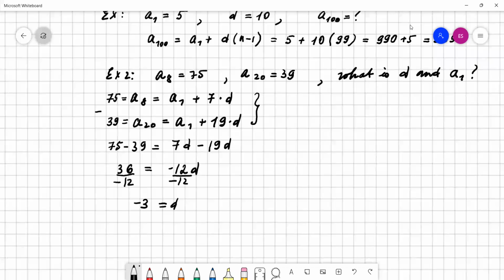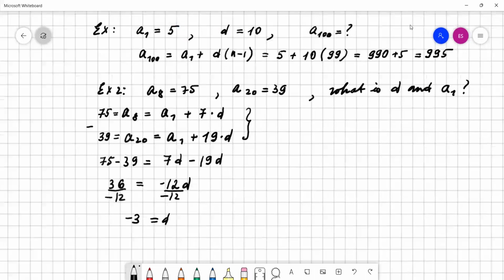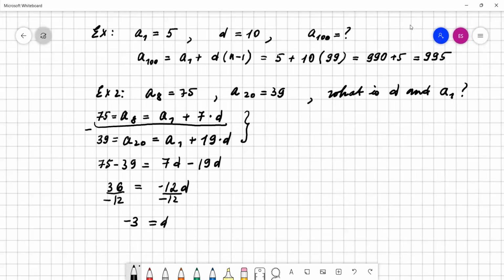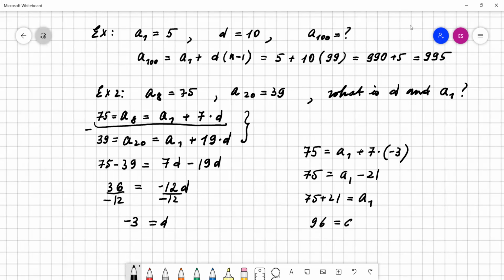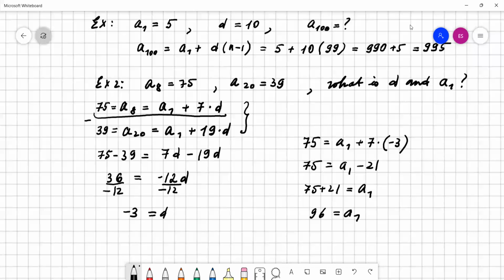Can we find A1 now? Yeah. I'm just going to plug everything into the first equation. I'm going to write down 75 equals A1 unknown plus 7 multiplied by D, which is negative 3, as we already know. So it's 75 equals A1 minus 21, or 75 plus 21 equals A1. And we have 96, so A1 is 96.